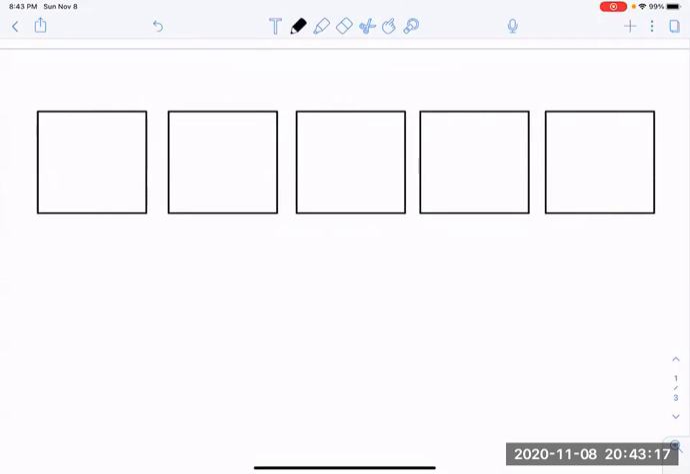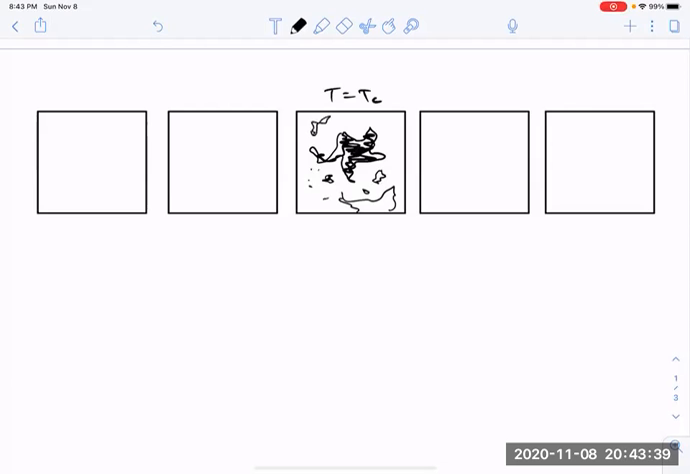All right, let's choose this middle box to represent our Tc. We know at Tc, the system is complicated. There are fluctuations that exist on all scales. So we have big clusters of spin up and spin down, small clusters of spin up and spin down, and everything in between.